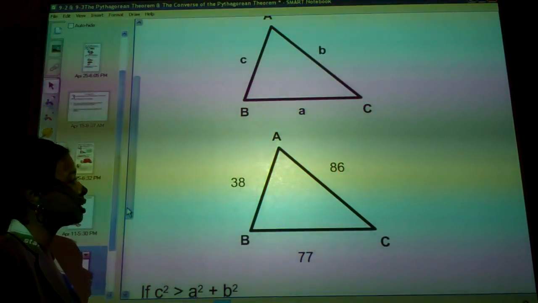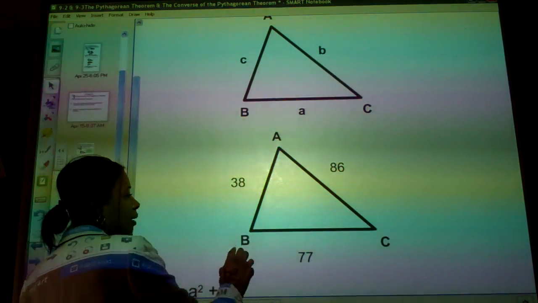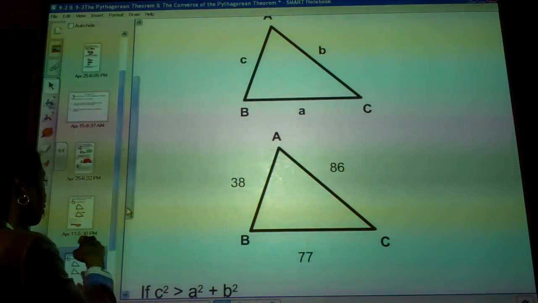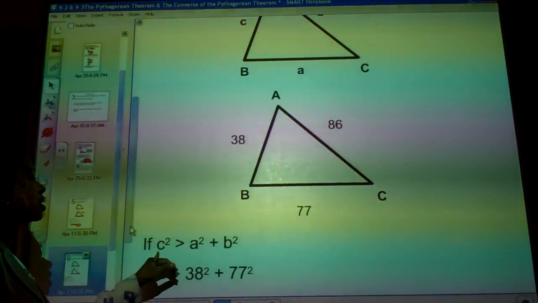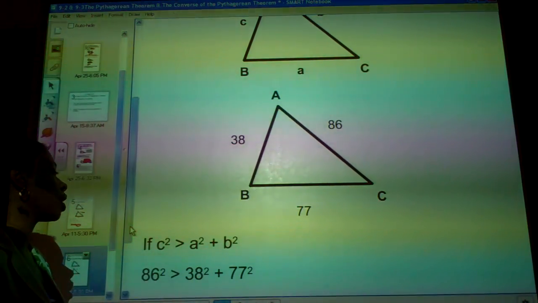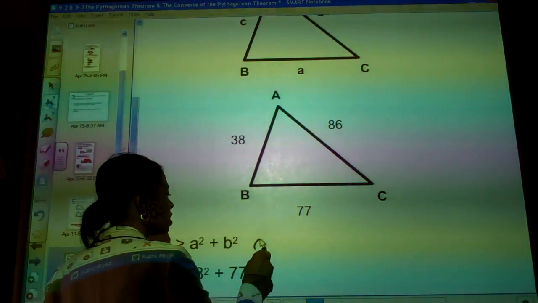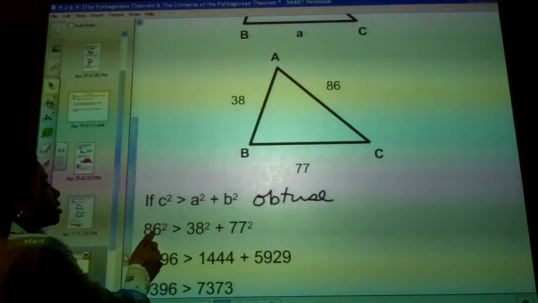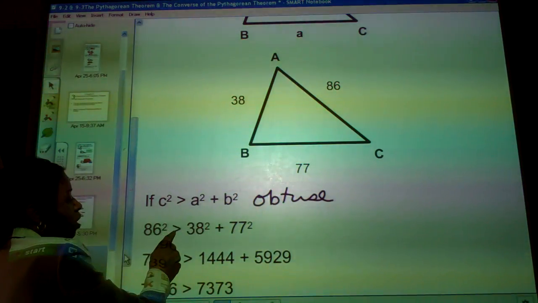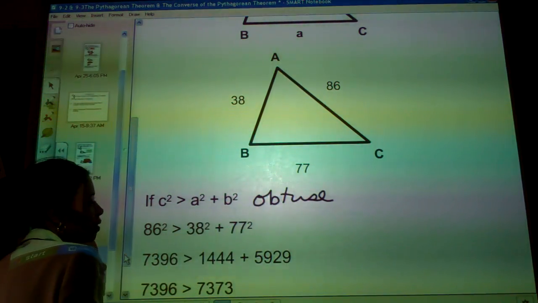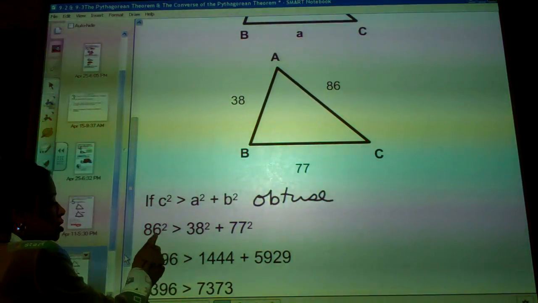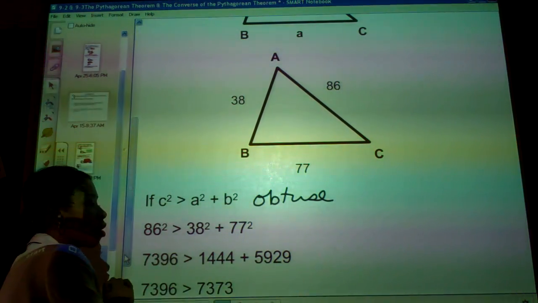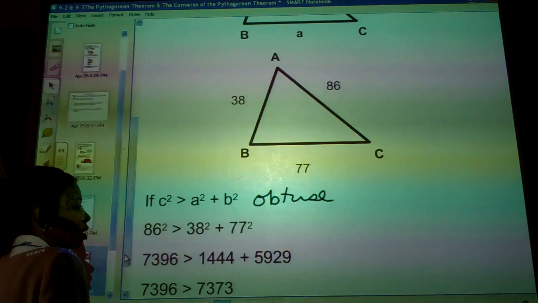Suppose I have triangle ABC here, and AB is 38, BC is 77, and again I'm referencing your book. AC is 86, so refer to your book. If C squared is greater than A squared plus B squared, then it's going to be obtuse. So let's see if this is obtuse. C, of course, is the longest leg, which is 86 squared. It has to be greater than 38 squared plus 77 squared. I got 7,396 when I square the 86. It has to be greater than 38 squared, which is 1,444, plus 5,929.